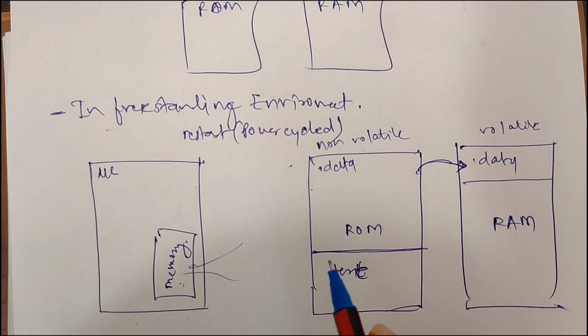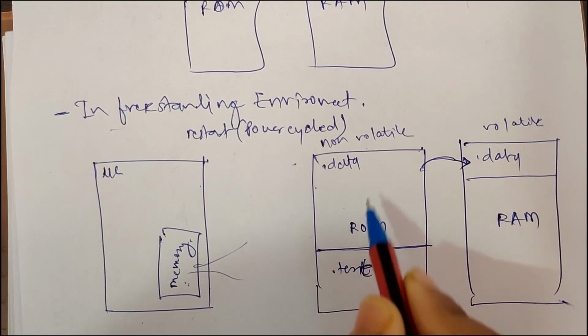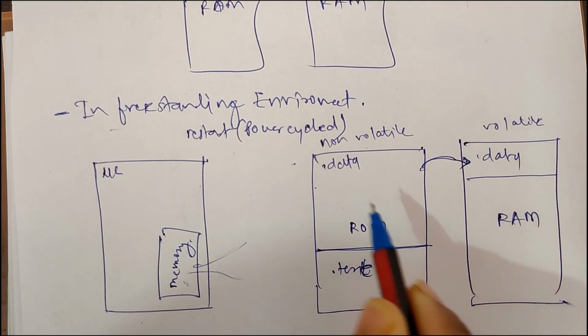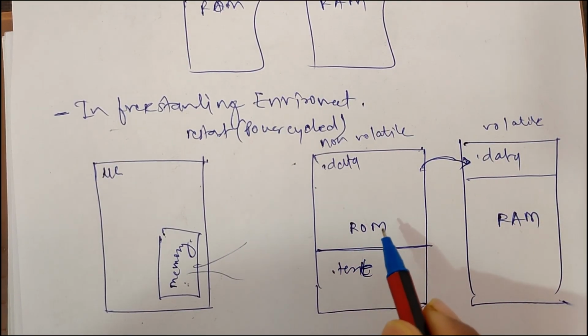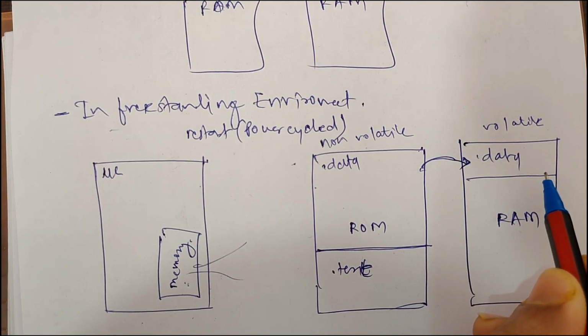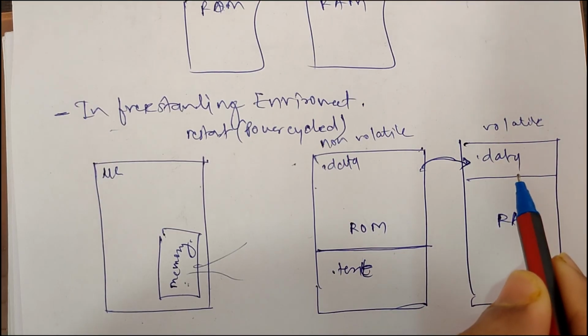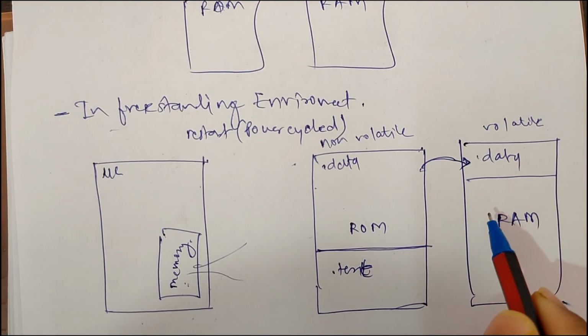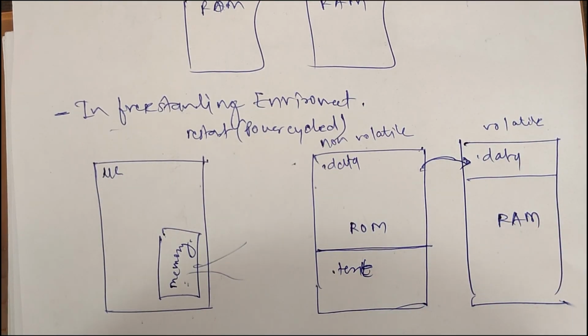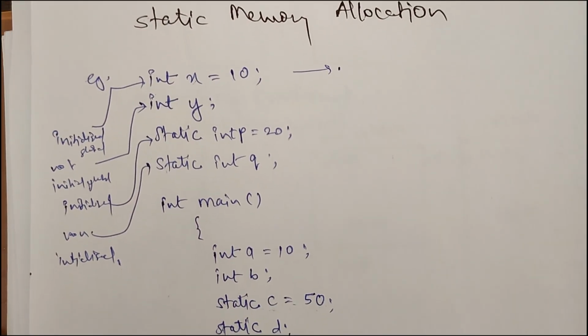So we have had our discussion on why we have put the data section in ROM. Now we will see why we are also putting a data section in the RAM. Why are we keeping that data section in RAM also? We will see that now. So we will see the code again. We have the basic code here.